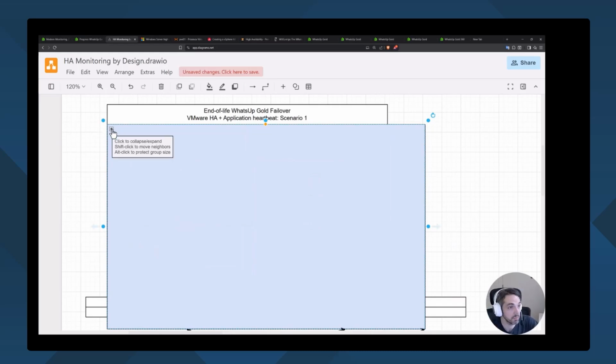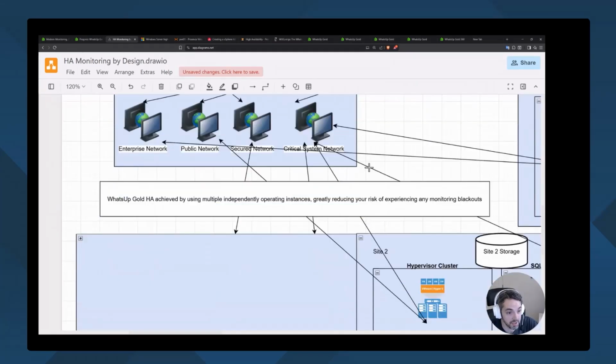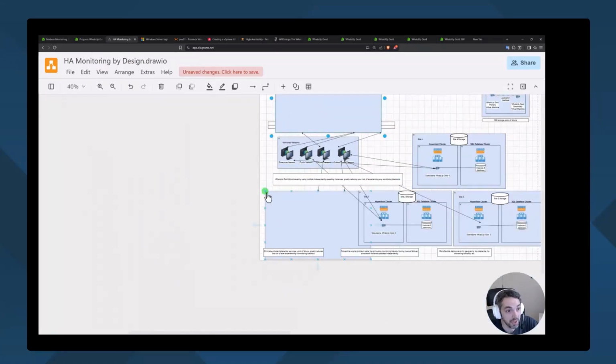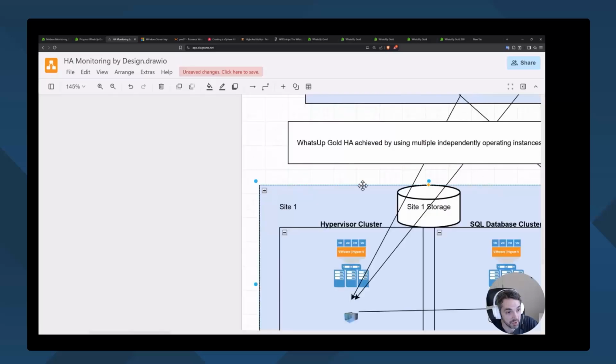You really have some goal in mind, likely disaster recovery or maybe quick recovery from outage scenarios like this. But in general, imagine Site 1 goes away. You've lost all your monitoring. Now you're monitoring nothing.